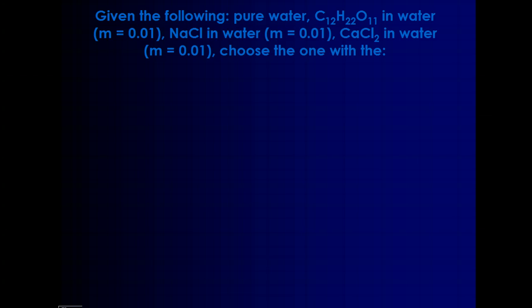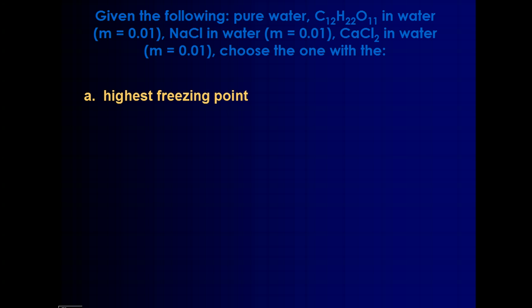So I have here 3 different solutions. We have sucrose in water with a molality of 0.01, salt in water with a molality of 0.01, and calcium chloride in water with a molality of 0.01. And we want to take a look at which one of these would give us the highest freezing point. So the highest freezing point is the one that's going to be depressed the least.